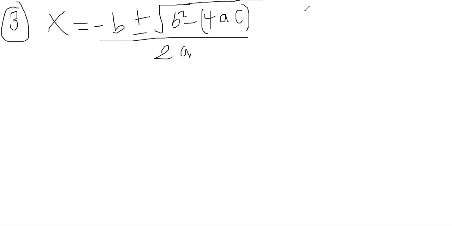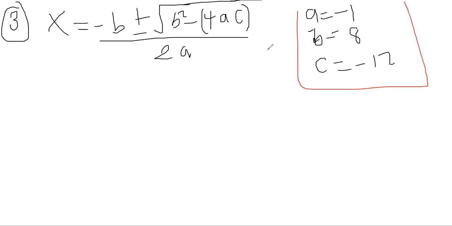So we know that our a is what? Minus 1, remember. B was what? Minus 8, not so. Our b is 8. And c is our minus 12. So now we have to substitute these values into this. If we do that, we will have something like this.